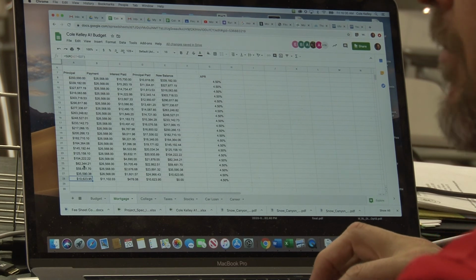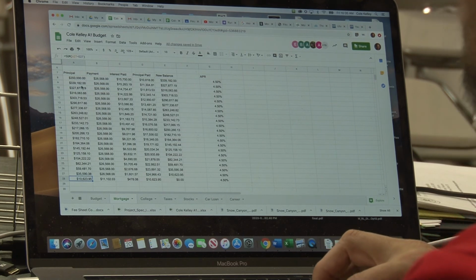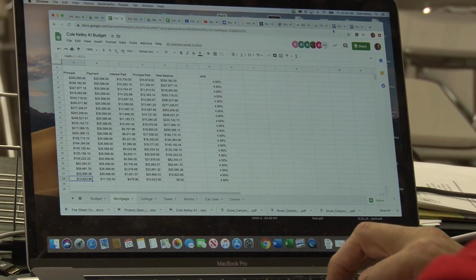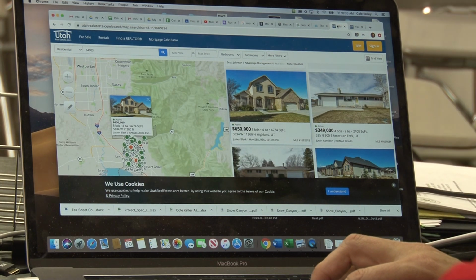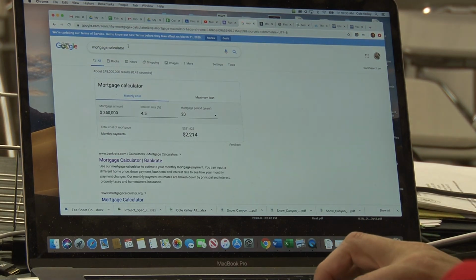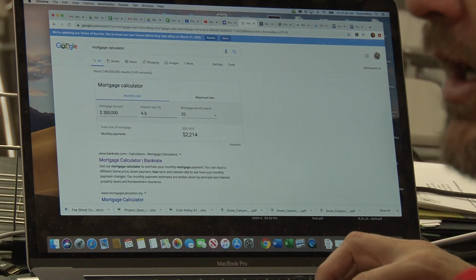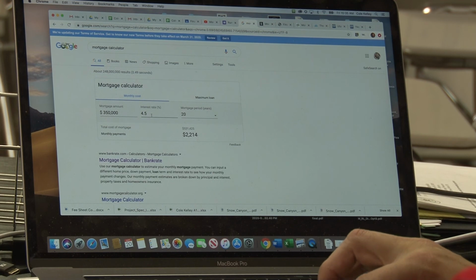Okay, so I'm going to make this simple. I'm going to sum it up for you. Step number 1: go to utahrealestate.com. Find a home that you would be interested in buying. Step 2: go to the Google mortgage calculator right here. Type in the sell price of that home. Put the interest rate in at 4.5.